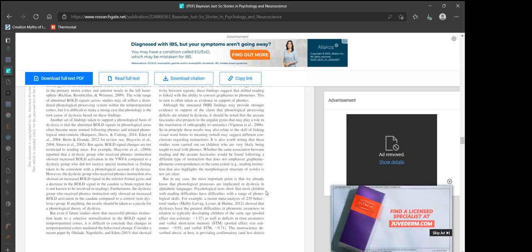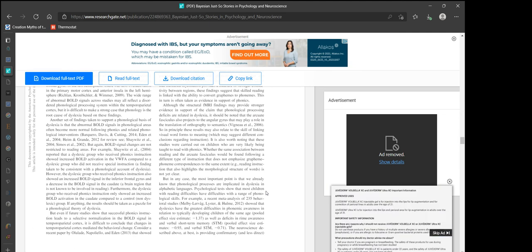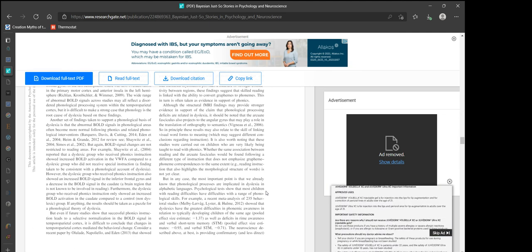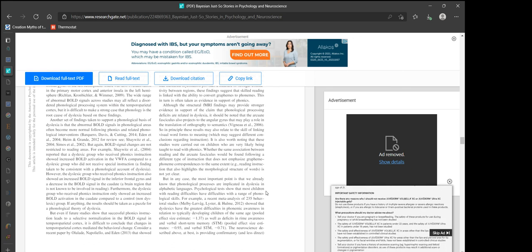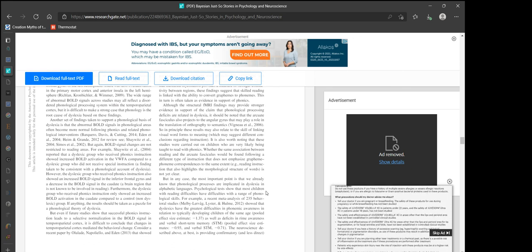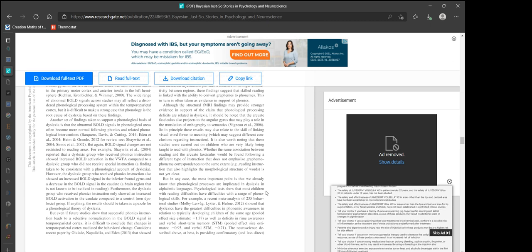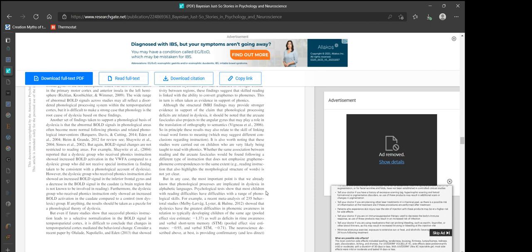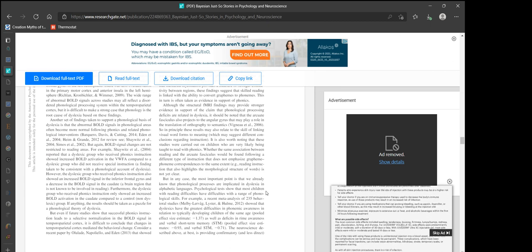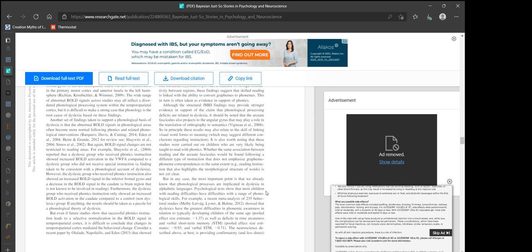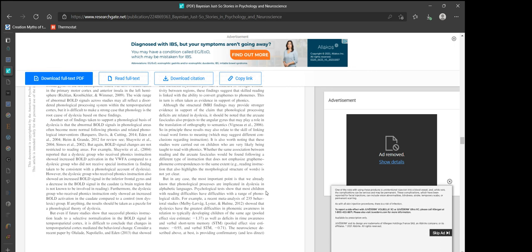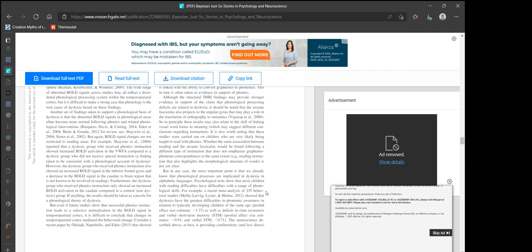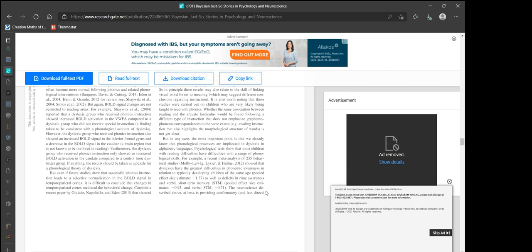Although the structural fMRI findings may provide stronger evidence in support of the claim that phonological processing deficits are related to dyslexia, it should be noted that the arcuate fasciculus also projects to the angular gyrus that may play a role in the translation of orthography to semantics. So in principle, these results may also relate to the skill of linking visual word form to meaning, which may suggest different conclusions regarding instruction.